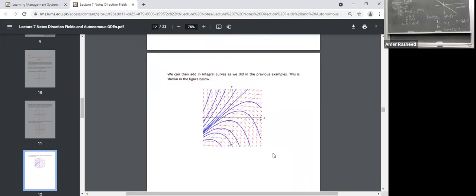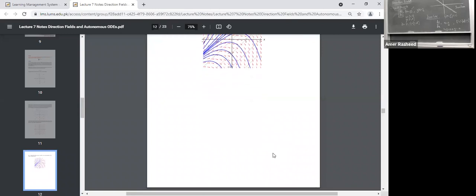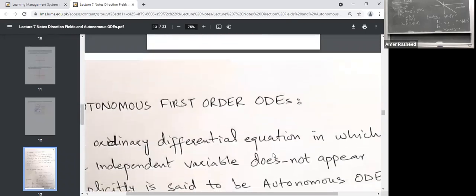Now, in this picture you can see that they have plotted all three things. They have plotted isoclines, direction field arrows, and some of the solution curves. So the solution curves are crossing isoclines. These are simple isoclines. That's possible. Thank you for the question.